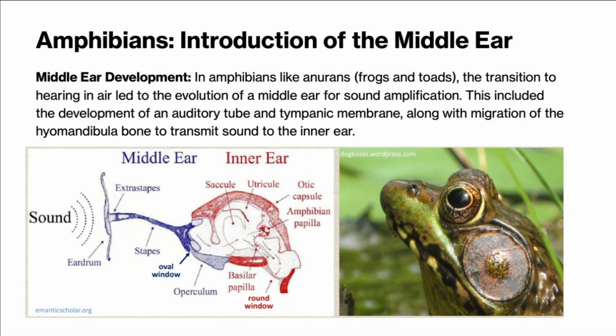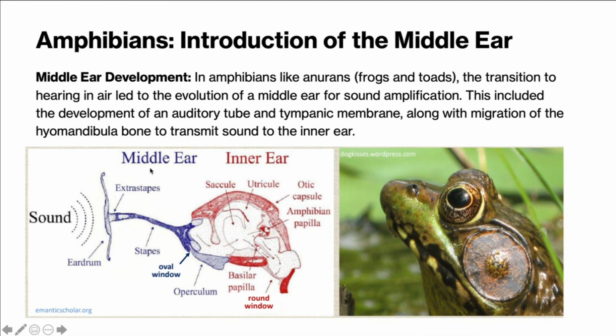So the hyomandibular bone that we spoke about yesterday moved. It was found first within the fish, kind of close to where the gills were. The hyomandibular basically moved from where the gills were, and moved closer to where the middle ear was going to develop, as it would be there to help to transmit sounds to the inner ear.